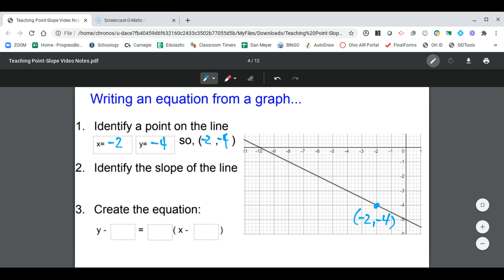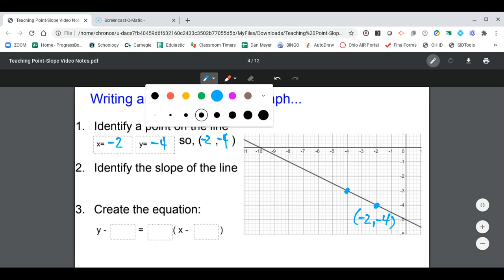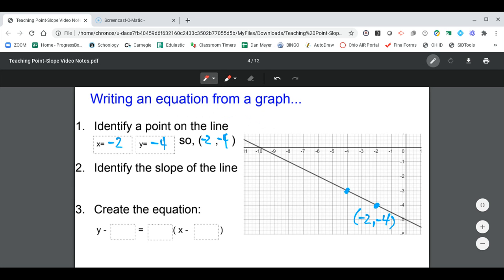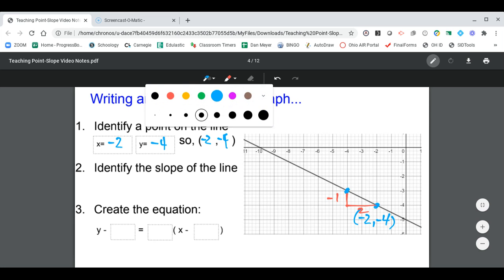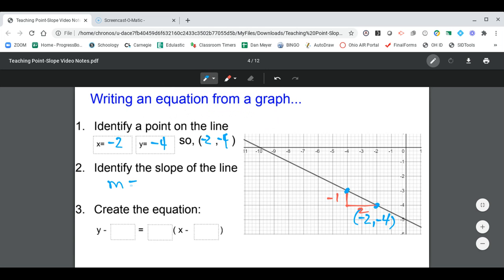Now we need to identify the slope. Find another point. Let's go with this one, -4, -3. And then let's calculate rise over run. Go from left to right. So if I start with this point, I need to go down and over. Since I went down, it's a -1, and then always going to the right is positive. Looks like I went over 2. So my slope, m, would be -1 over 2.